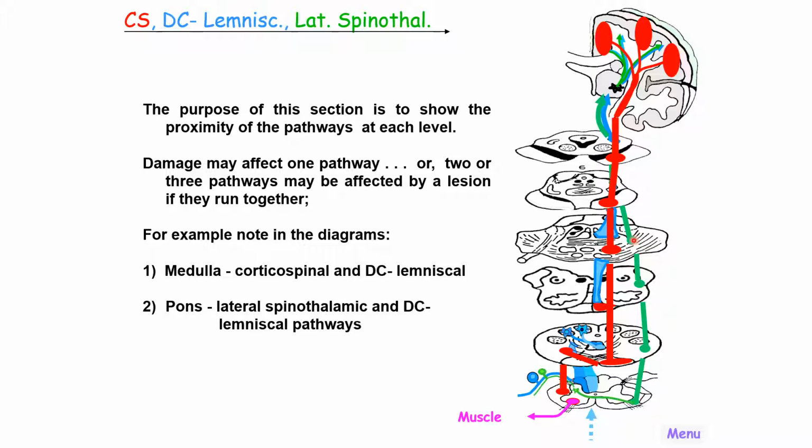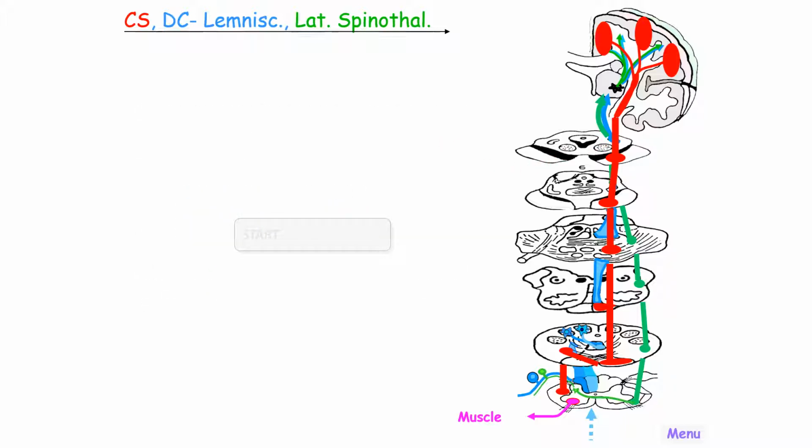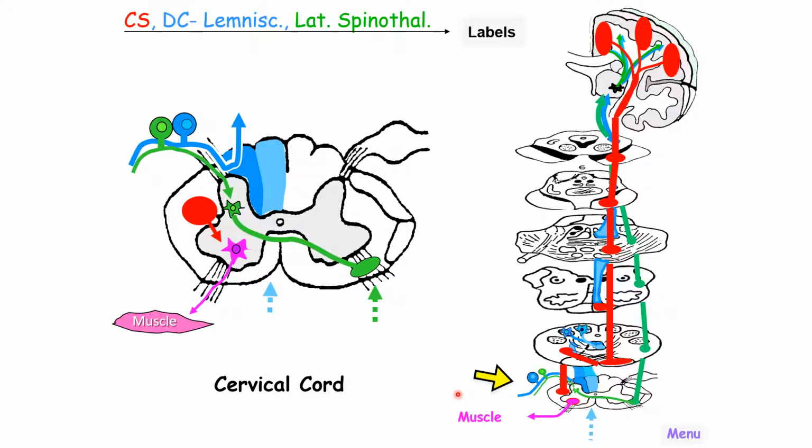Whereas in the pons, we see the spinothalamic tract is closer to the medial lemniscus, particularly the leg area. And as we arise up to the midbrain, we see that the medial lemniscus and the spinothalamic tract are right next to each other, so they're more likely to be affected together. We'll walk our way through various levels of the central nervous system to see where the pathways are located relative to one another.